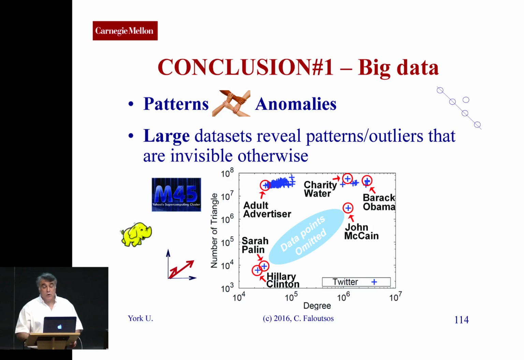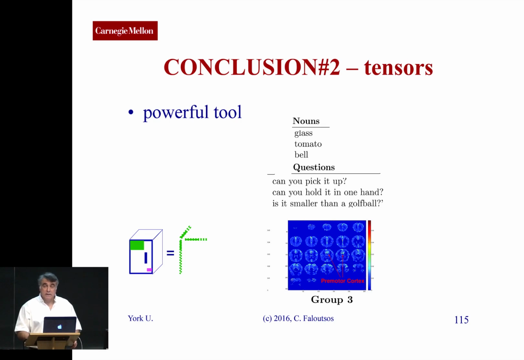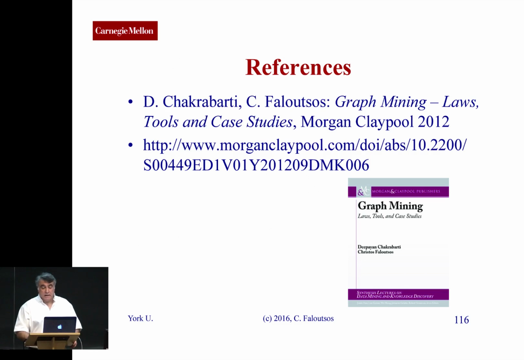The first high-level conclusion is that for big data, patterns and anomalies go hand in hand. Large data sets can help us discover patterns that otherwise would be invisible, like the adult advertisers we saw for the Twitter data. The second conclusion is that tensors are a powerful tool and can help us analyze multi-mode, three-mode data, subject, verb, object, and many more. This is again the book, which is freely available from all the libraries.